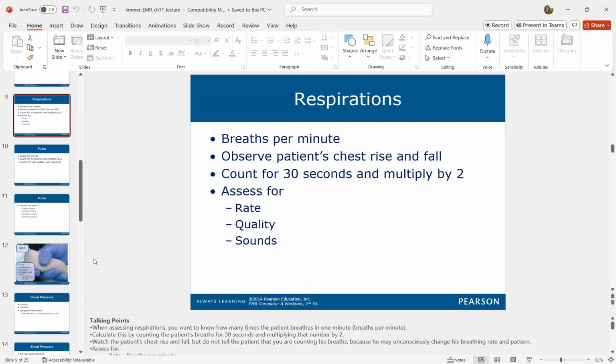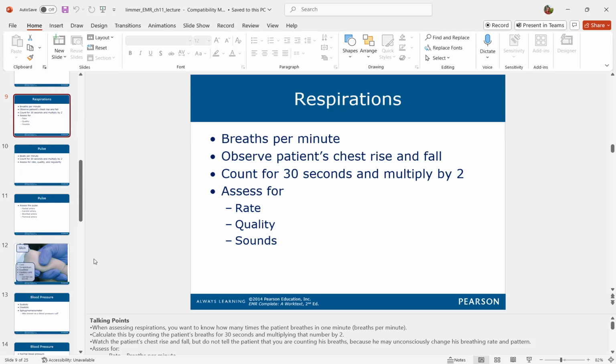Respirations. So when we're assessing respirations, so people breathing, right? Inhalation, exhalation. We want to know how many times the patient breathes in 1 minute. We call this breaths per minute. We're going to calculate this by counting the patient's breaths for 30 seconds, and then we multiply it by 2. So remember, the typical adult respiratory rate is between 12 and 20. So they should be kind of in that ballpark.